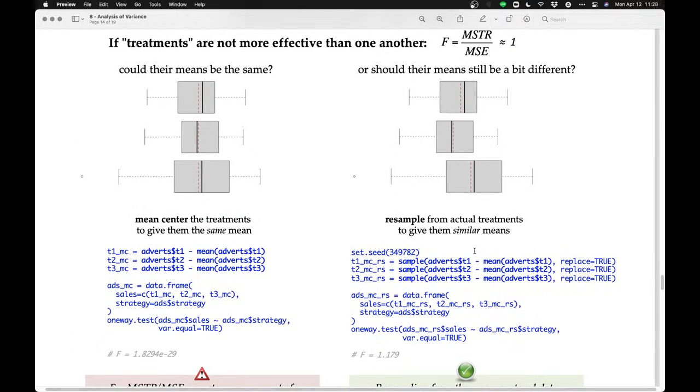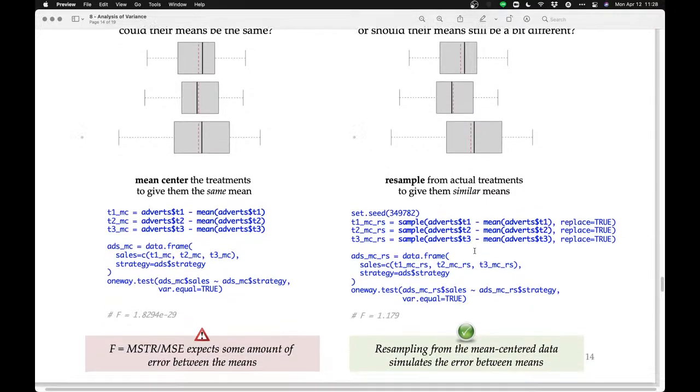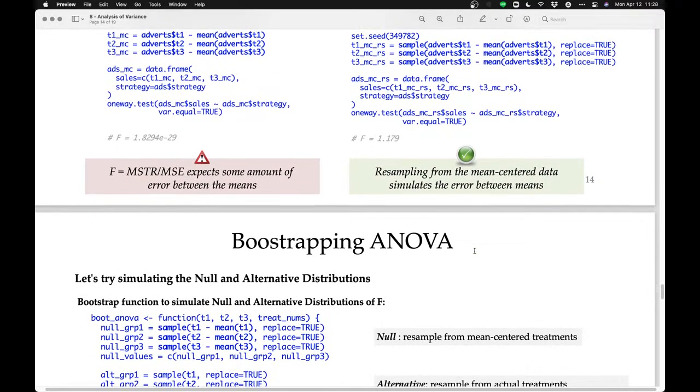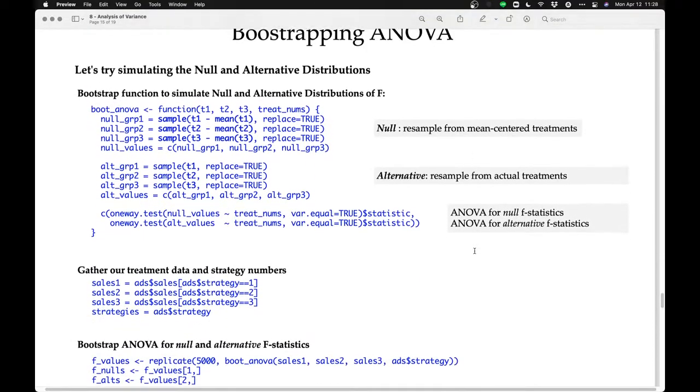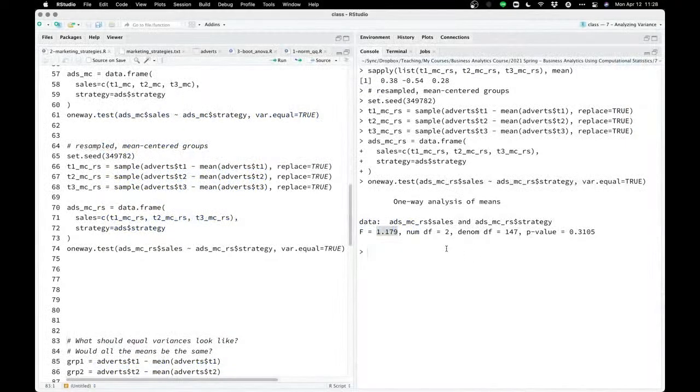So if we're going to bootstrap ANOVA, and in particular the null distribution, which assumes the treatments were not effective, we must resample from mean-centered data. We cannot just mean-center the data. All right. So here is my ANOVA bootstrap.